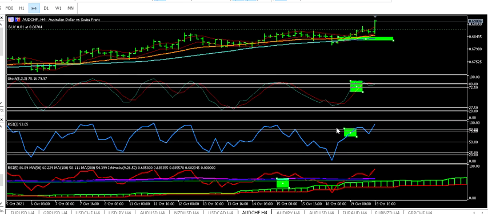The signal tells you when to buy. You have a buy signal here, you have a buy signal here, you have a buy signal here. And the trend is already bullish. It's a bullish trend, so buying somewhere around here is perfect. Somewhere around there is a perfect place to buy.